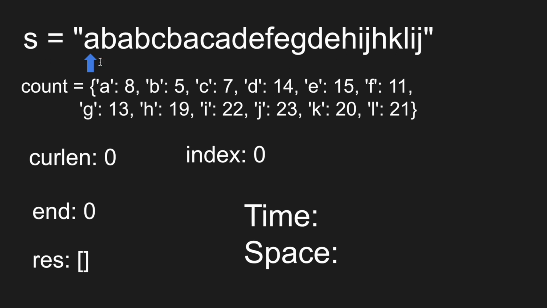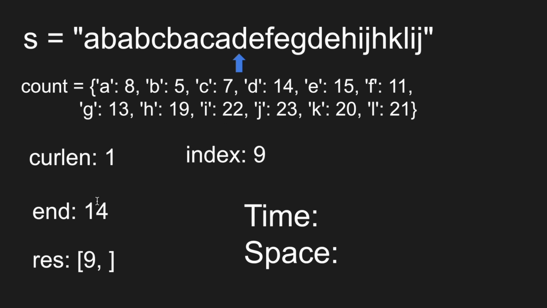So first at index 0, we look at A and the end is 8. So we will set end to 8 and we will increment the length by 1. And we will iterate through the string. B has 5, not greater than end, so continue. A again, B again, C has 7, not greater than 8, so continue. Keep going. And now we see that the index is equal to end, so we will append the current length to the result, so append 9. And now we will reset current length to 0 and look for the next partition.